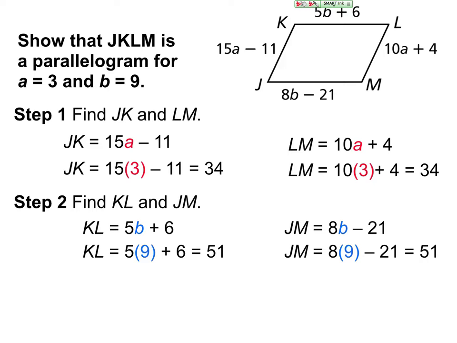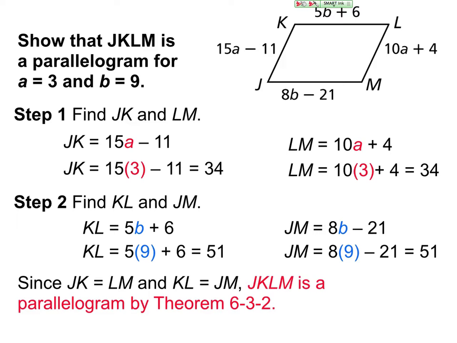Okay, both pairs of opposite sides are congruent. It's 34, 34, those two, left and right, are the same, and then the KL and JM. So supporting that it's a parallelogram sounds like theorem 6.3.2. So I'm clarifying that to finish it up. Get the idea that you're kind of doing a proof, but we're not writing it line by line. We're doing more of a calculation type of proof.